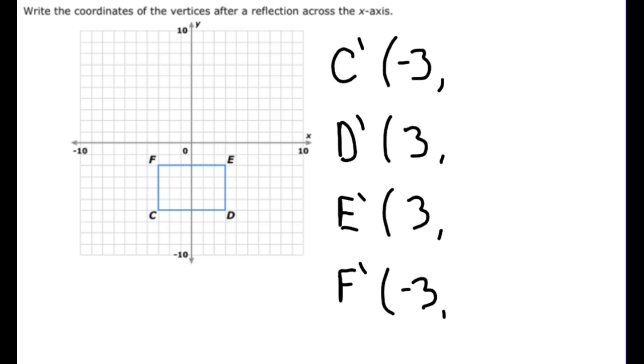In this example, we want to write the coordinates of the vertices after a reflection across the x-axis.